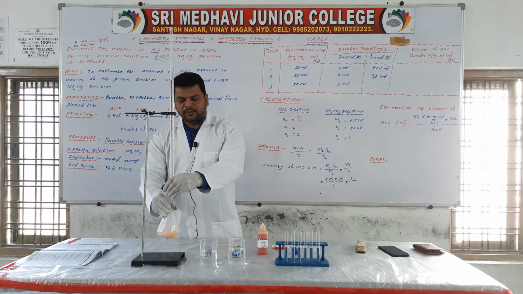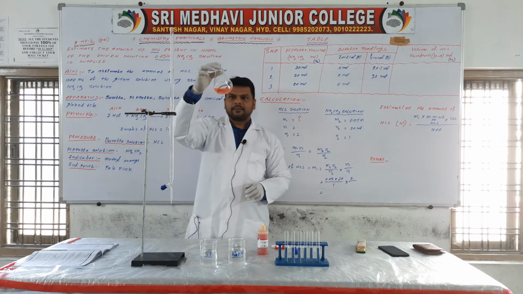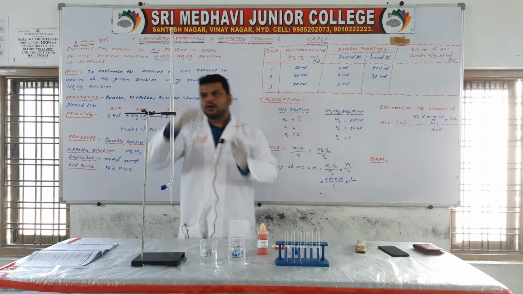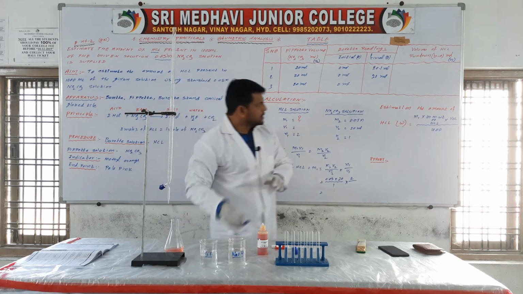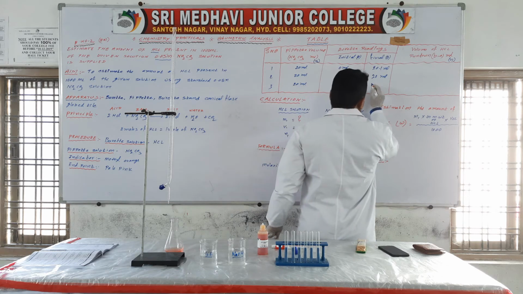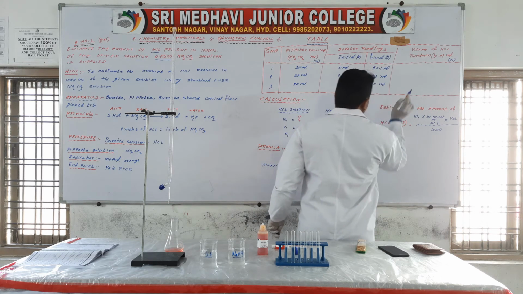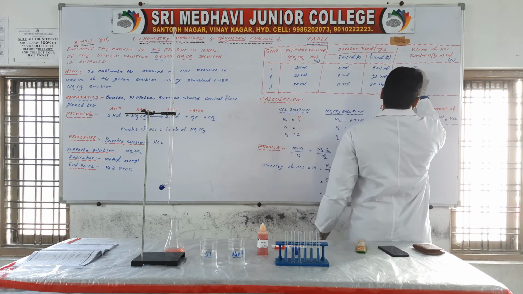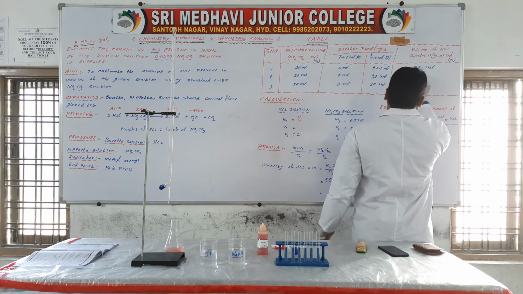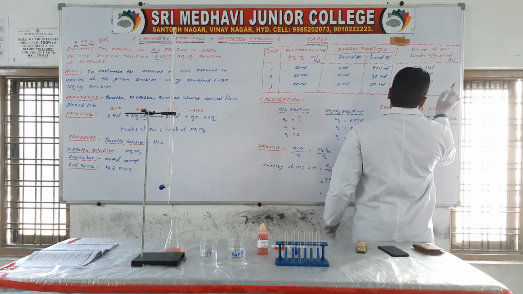Slowly, drop by drop, you have to do the experiment. Then you will get a pale pink color. Now note the final reading of the burette, that is 20 ml. So it is B minus A. This is 20.1 ml, and this is 20 ml, and it is 20 ml.